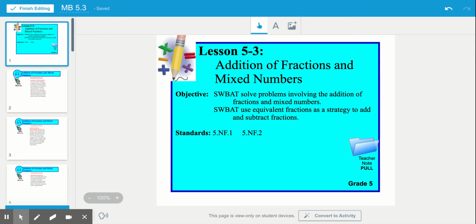Addition of fractions and mixed numbers. We're on Unit 5, Lesson 3. In this lesson, we're going to be able to solve problems involving the addition of fractions and mixed numbers. We're also going to be able to use equivalent fractions as a strategy to add and subtract fractions.